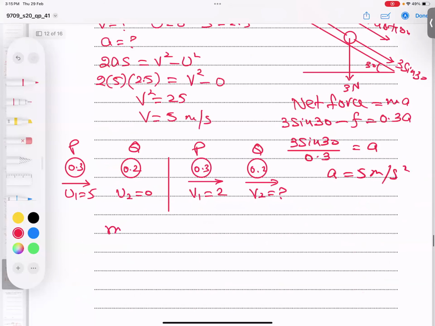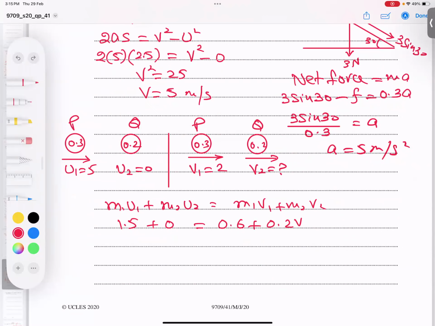Now we can apply the formula M1 U1 plus M2 U2 is equal to M1 V1 plus M2 V2. So 5 into 0.3, because mass into velocity, I get 1.5. I'm writing directly to save time. 0 into 0.2, I get 0. 2 into 0.3, I get 0.6. V2 into 0.2, I get 0.2 V. Subtracting, 1.5 minus 0.6 is 0.9, and 0.9 divided by 0.2 gives 9 by 2, or 4.5 meters per second.